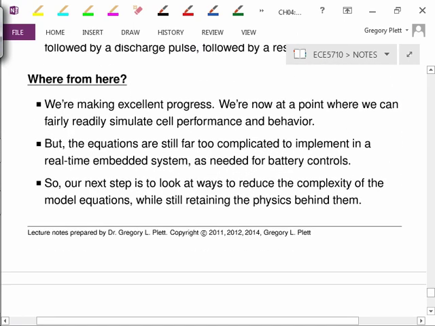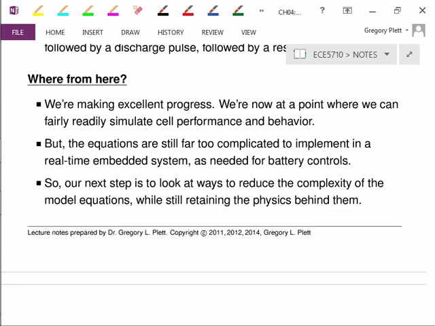This concludes the material for this chapter, and we're really making fantastic progress. We're now at a point where we can fairly readily simulate cell performance and look at a lot of aspects of its behavior. However, the equations of our model are simplified a lot versus Chapter 3. Might not look like it, but they are still too complicated to implement in a real-time embedded system, which is what we would need for a battery control example. So our next step, looking into Chapters 5 and 6, is to look at ways to reduce the complexity of the model equations while still retaining all the physics.